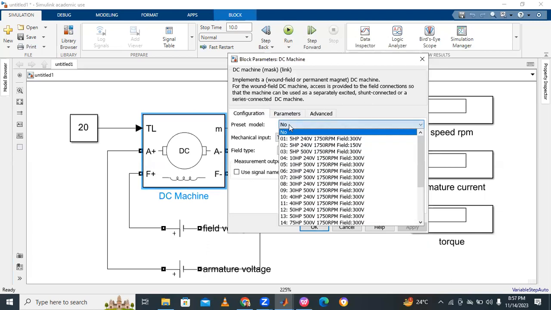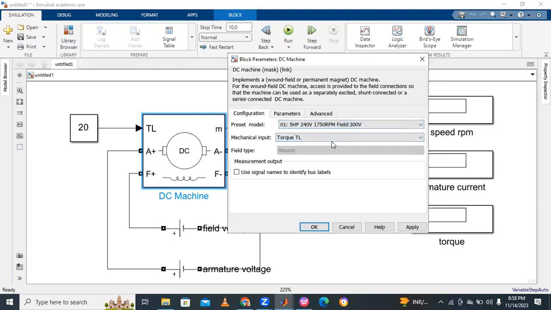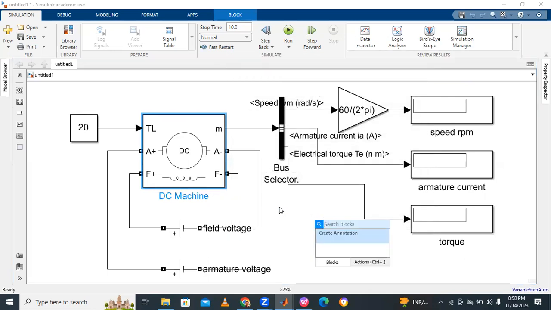What type of model is required here according to our question? 5 HP, 240 volts, 750 RPM, field voltage 300. This type of motor is required. So already predefined models are there, and from these models, select our required model. The chosen model is 5 HP, 240 volts, 750 RPM, field voltage 300. This is the rating of the motor, and then apply, OK.